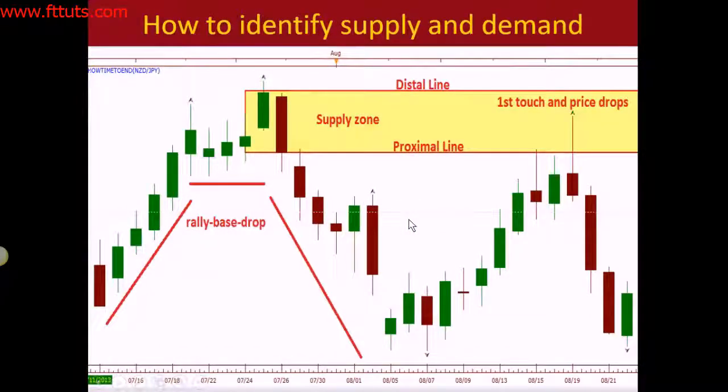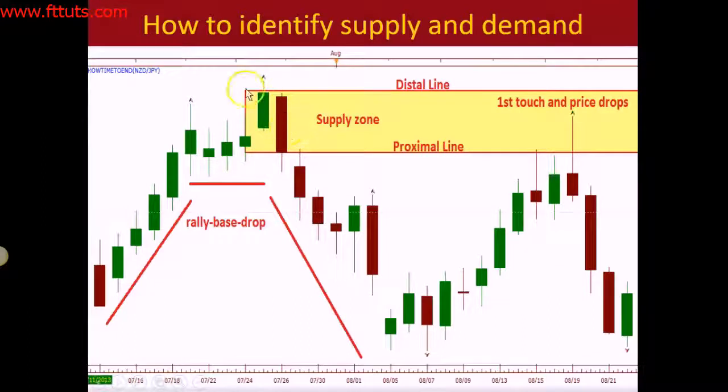So how to identify supply and demand? Here's your rally. Here's your base. You can see we based, and then here's your leg drop. So this is a rally base drop. And then I drew a supply zone. I have a distal line and a proximal line. First touch and price drop.